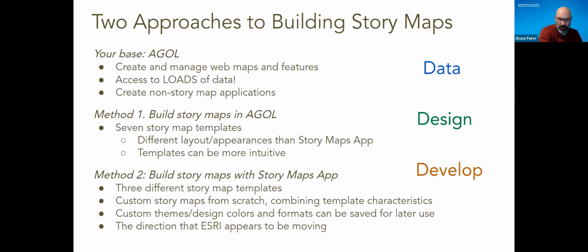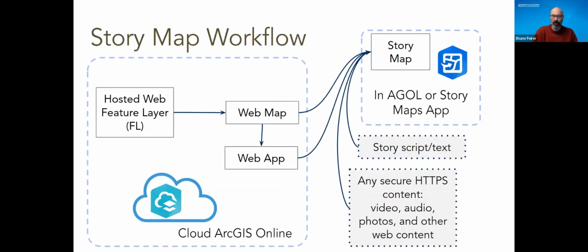The one thing I've noticed recently is that Esri, the company who owns ArcGIS Online, is taking these 7 story map templates and, I like to use the Lord of the Rings analogy, building the one app, the one ring to rule everything. So they're taking all those and building them into one app, and that's what their Story Maps app is. It's really powerful, and it's not that bad to work with. It's pretty straightforward.